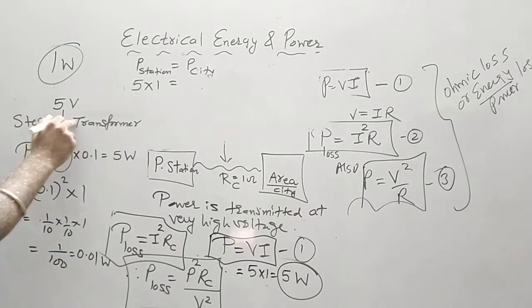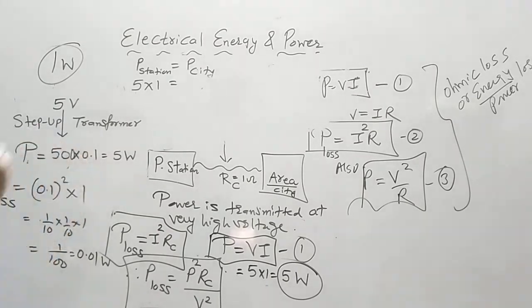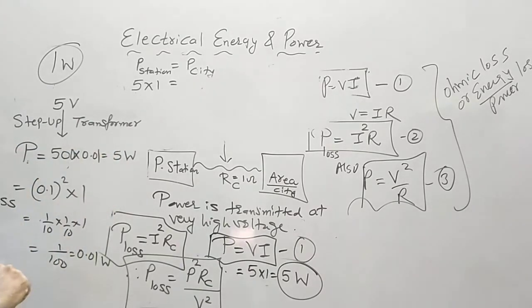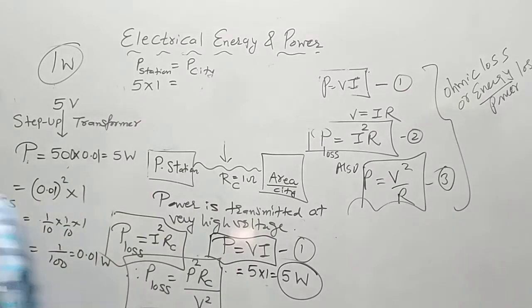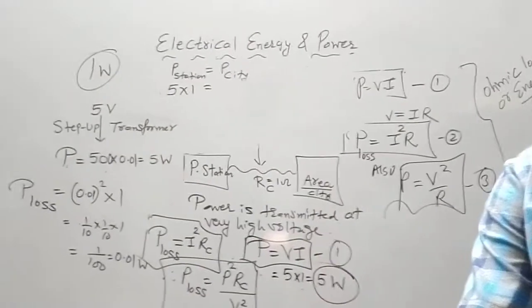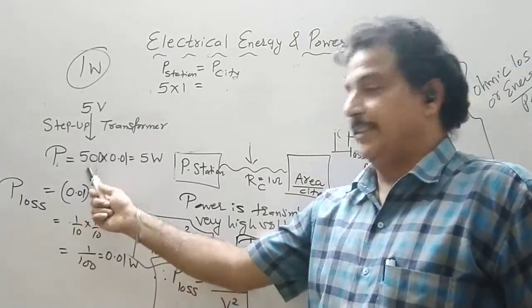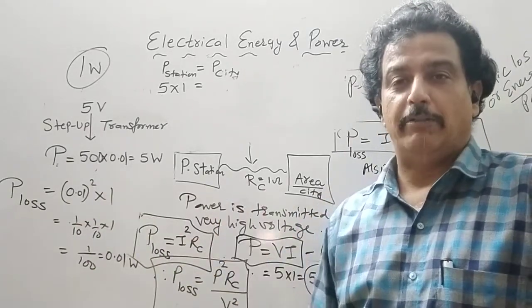Suppose I make the voltage with the help of the transformer to be 500, then the current becomes 0.01. Again I get 5 watt, but now the power loss is 0.01 whole squared, so that will be a much smaller value. So you see clearly how the power loss has been minimized. We minimize the power loss by increasing the voltage.